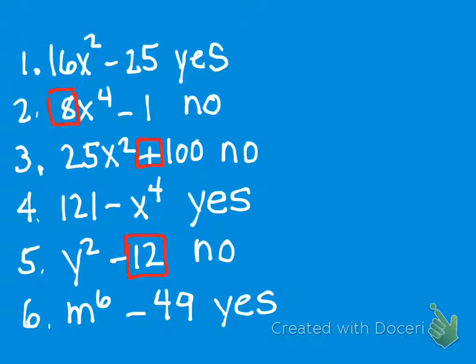Number 4, 121 minus x to the fourth is, because 121 is a perfect square, x to the fourth is a perfect square, and there's a minus sign in the middle. Number 5 is not the difference of two perfect squares because of the 12. And number 6, m to the sixth minus 49, is the difference of perfect squares.